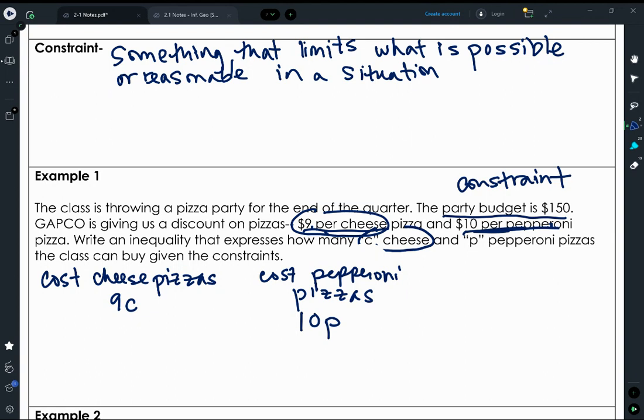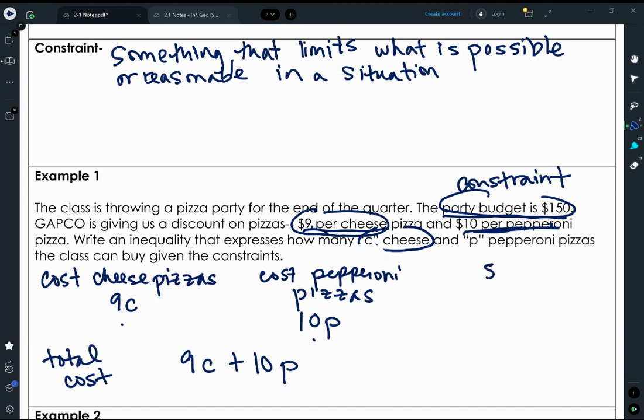So when I look at my total cost, I am looking at my cheese pizzas and my pepperoni pizzas together. So for my total cost, I would say 9C plus 10P. Now, my last thing that I need to worry about here is my constraint. The party budget is $150.